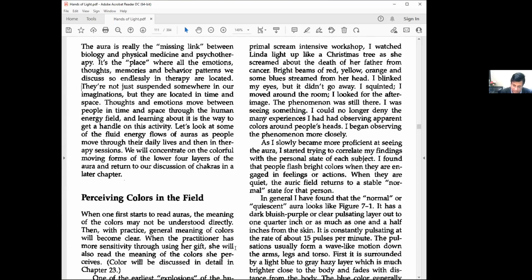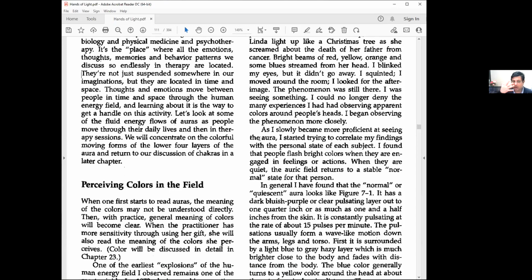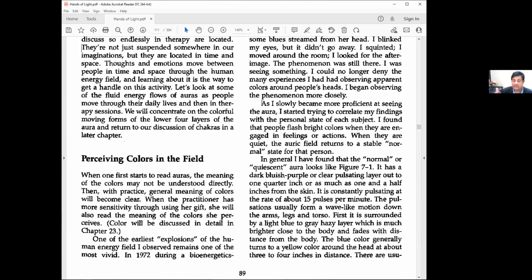I blinked my eyes, but it didn't go away. I squinted. I moved around the room. I looked for the after image. The phenomenon was still there. I was seeing something. I could no longer deny the many experiences I had had observing apparent colors around people's heads. I began observing the phenomenon more closely. So again, this was the first time that she experienced this, right? So it hit her on her face, and then she realized that yes, there is definitely something to it.